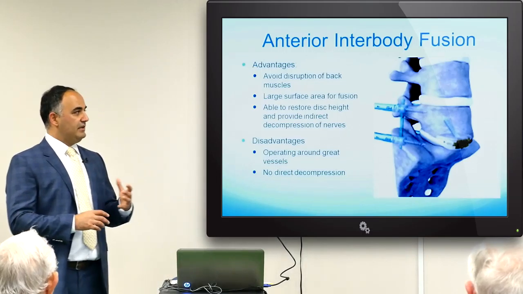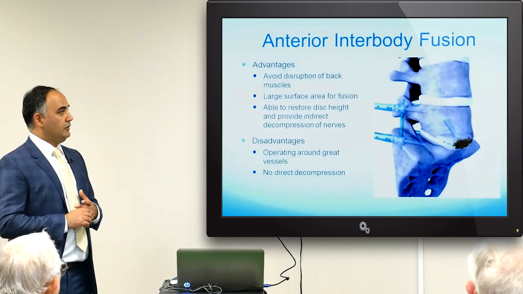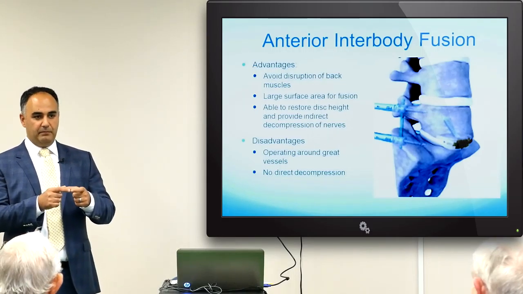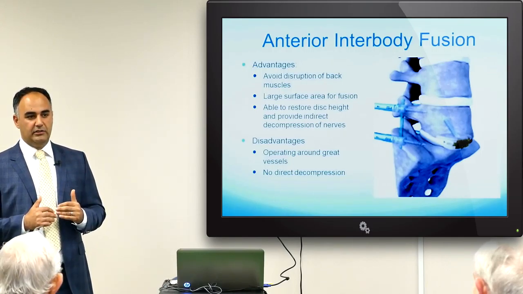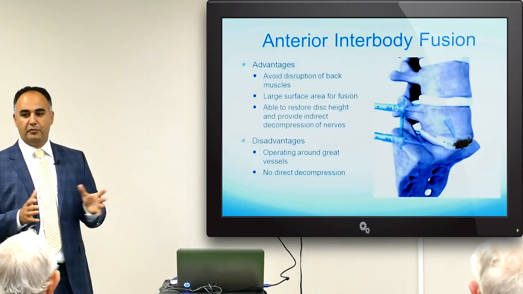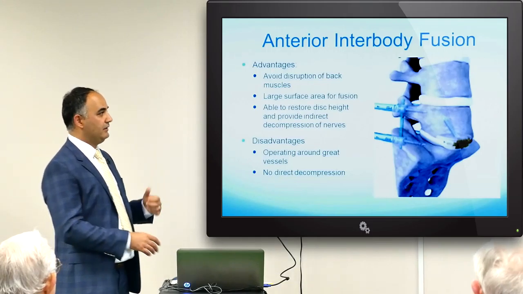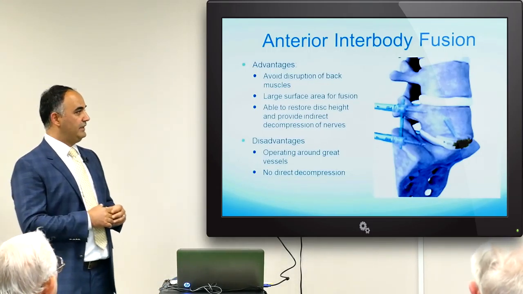So the advantages of this is you get no disruption in the back muscles. You're not even going near them. You get a large area for fusion. When we take that disc out, we put that big plastic cage in there, the bone fuses through that cage down to the other bone. And when you do it from the front, you have a large footprint for that cage. You can take out a lot of disc material and put a big cage in there and get good fusion. And you're able to restore that disc height and allow for that indirect decompression.